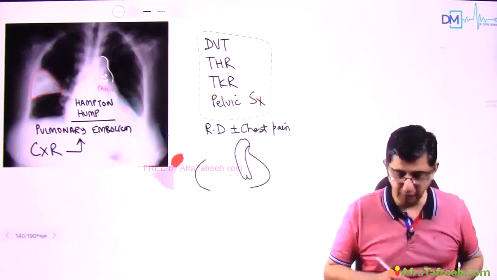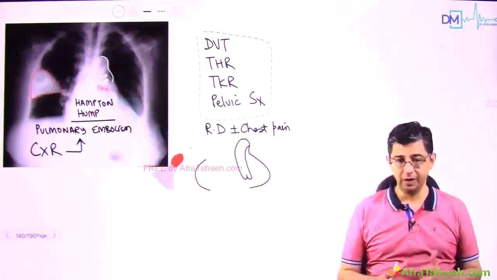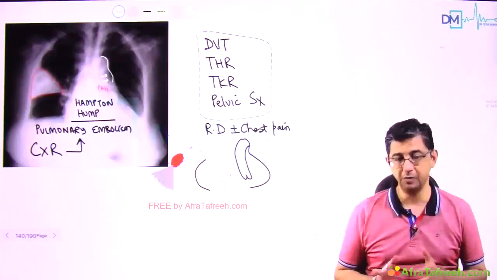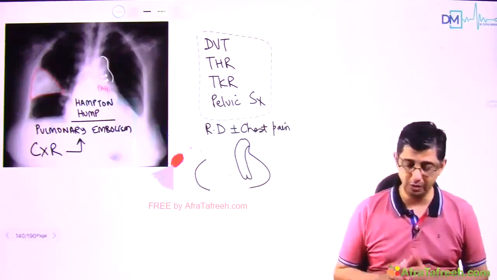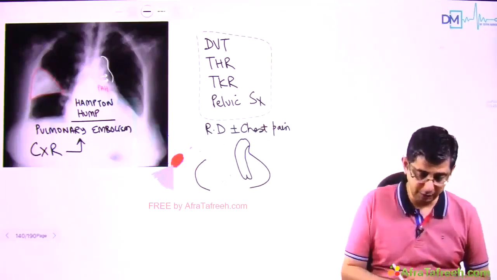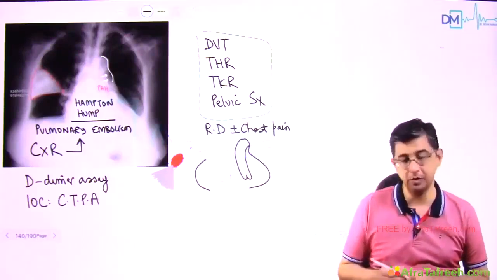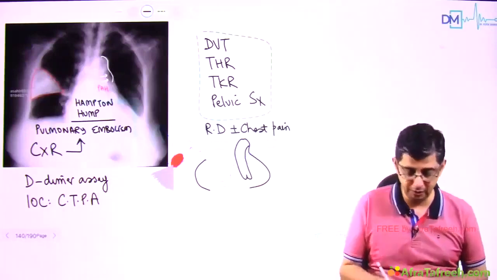This dilatation of the proximal pulmonary artery segment is called the Palla sign, though not very well appreciated in this particular case, but yes, Palla sign is also a feature of pulmonary embolism. The screening test for this particular case is D-dimer assay. The investigation of choice for this condition is CTPA. A CT pulmonary angiography, I'll show you the image subsequently, is the best way to confirm the diagnosis.